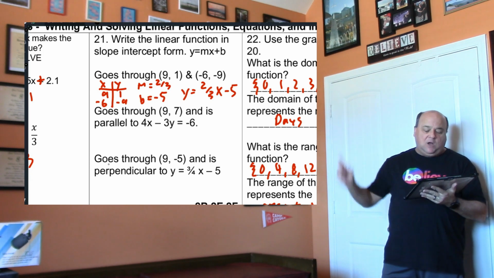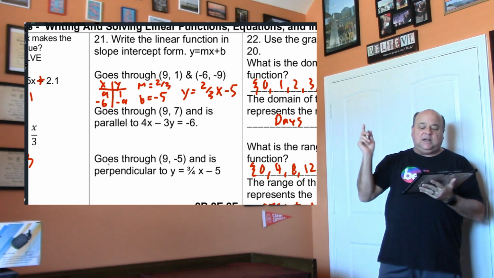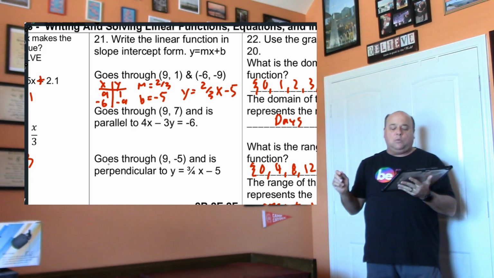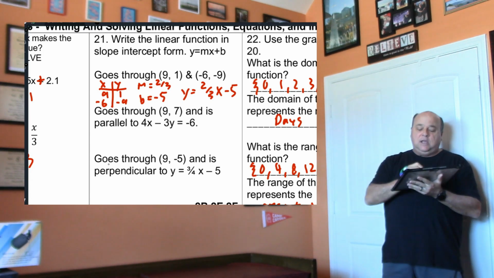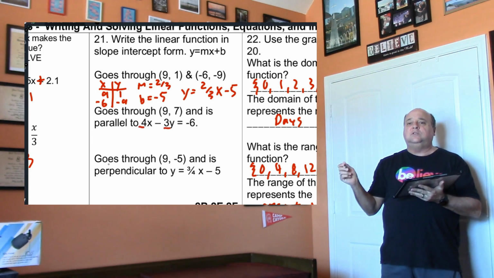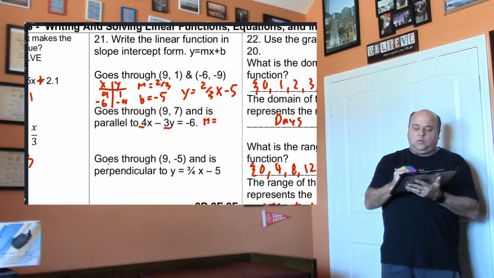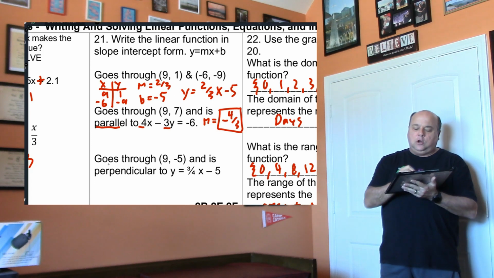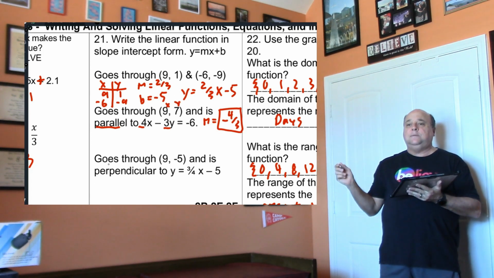Fun, fun, fun. Goes through (9, 7). It is parallel to 4x minus 3y equals 6. This is tough. This number and this number give you the slope. So m equals 4/3, and flip that sign, it's going to be a minus, right? If it's parallel, this won't change. So that's my slope, and this is my x and y.